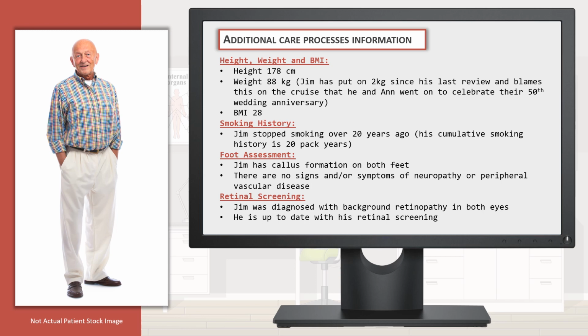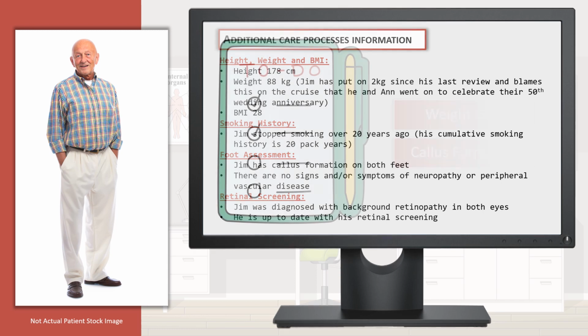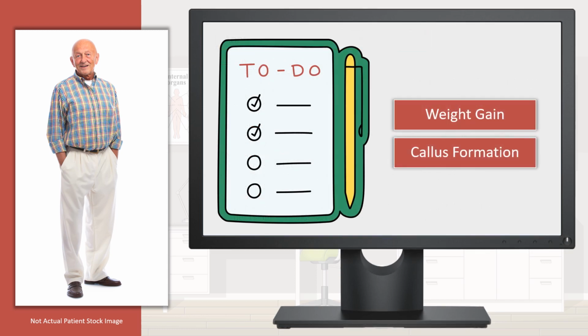Okay, so when we look at all of that, we've got to go back to our to-do list. There's a couple of things on our to-do list. The first one being that he has put weight on, so we need to have a think about how we're going to deal with that. And also, he has got callus formation. Believe it or not, callus formation on its own increases his foot risk.